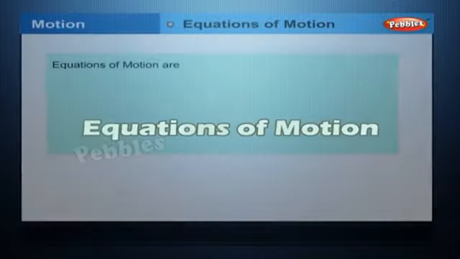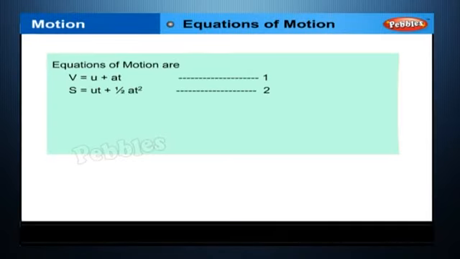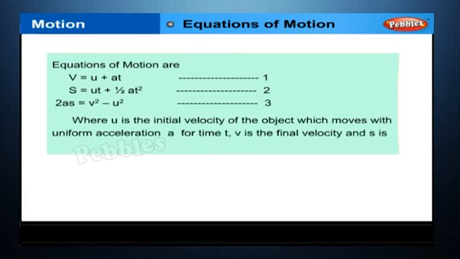Equations of motion. Equations of motion are: v is equal to u plus at. First, s is equal to ut plus half of at squared. Second, 2as is equal to v squared minus u squared.